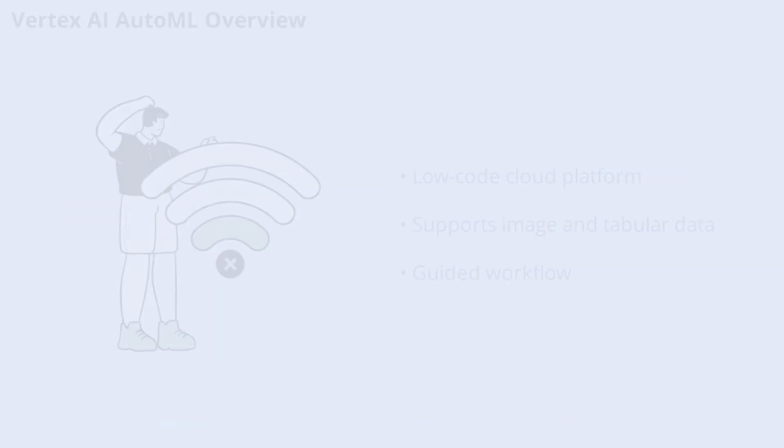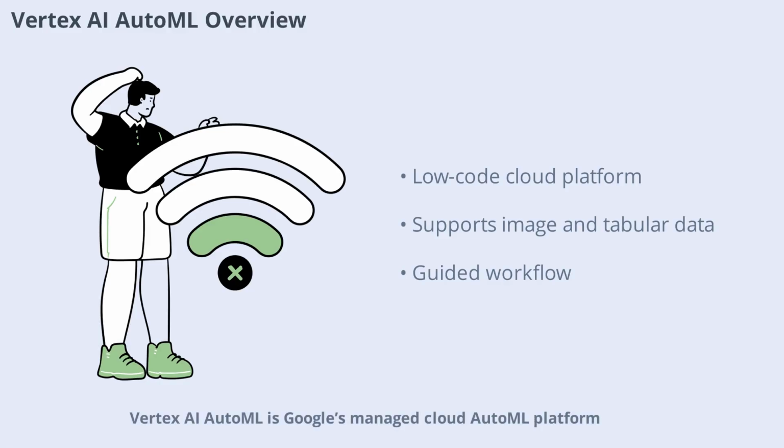Vertex AI AutoML is Google's managed cloud AutoML platform. It's designed for users who want a low-code, guided experience. You can use its dashboard to upload data, train models, evaluate results, and deploy with just a few clicks. It supports both image and tabular data, making it versatile for many beginner projects. The workflow is streamlined, making it easy for those new to machine learning to get started quickly.